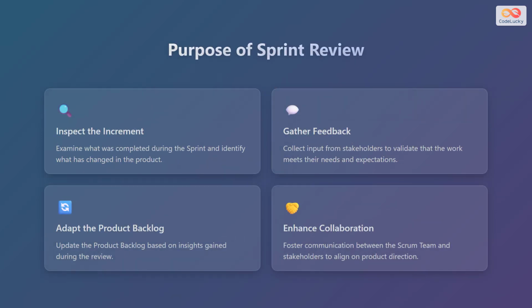Now, let's look at the purpose of the sprint review. First, inspect the increment. Examine what was completed during the sprint and identify what has changed in the product. Gather feedback. Collect input from stakeholders to validate that the work meets their needs and expectations. Adapt the product backlog. Update the product backlog based on insights gained during the review. Enhance collaboration. Foster communication between the Scrum team and stakeholders to align on product direction.